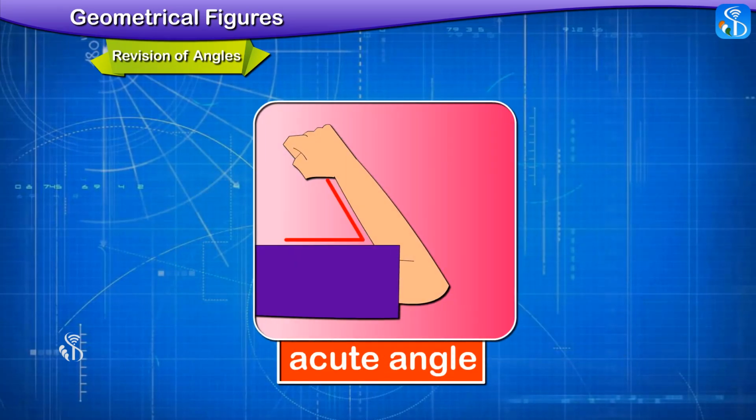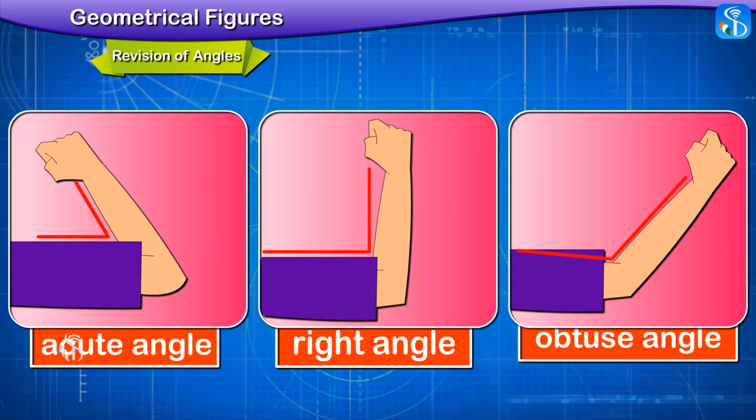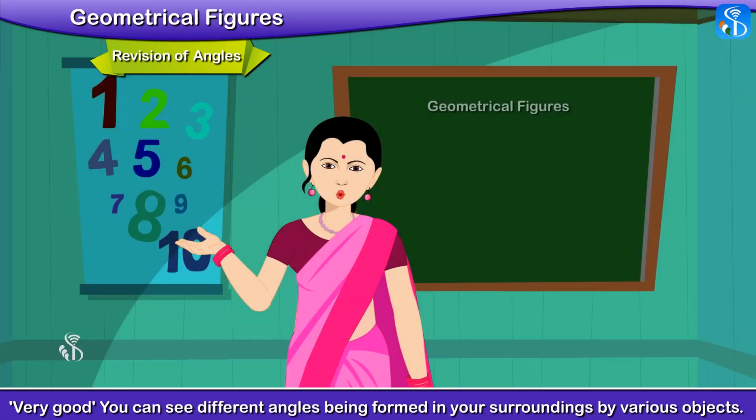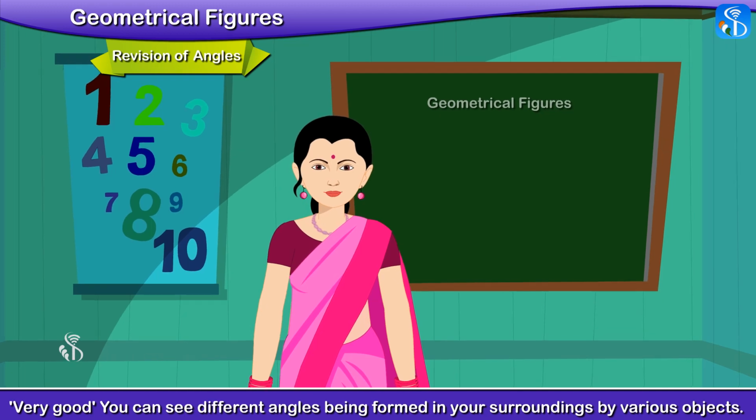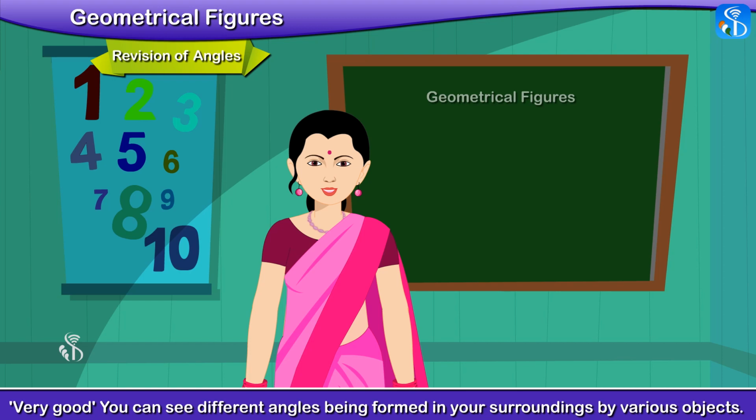Madam, an acute angle is formed at Rohan's elbow. Now it is a right angle and now it is an obtuse angle. Very good. You can see different angles being formed in your surroundings by various objects.